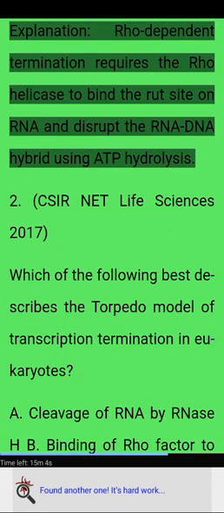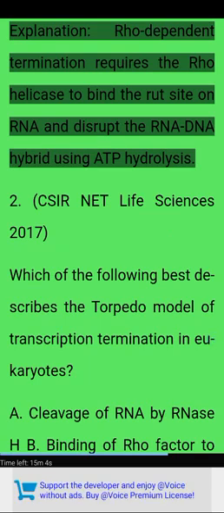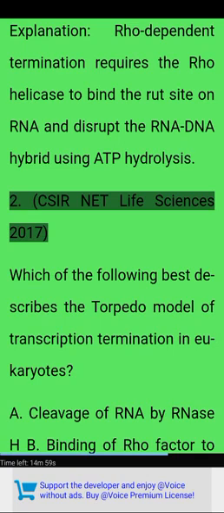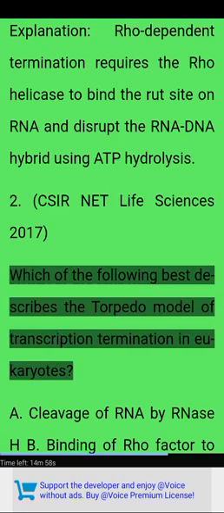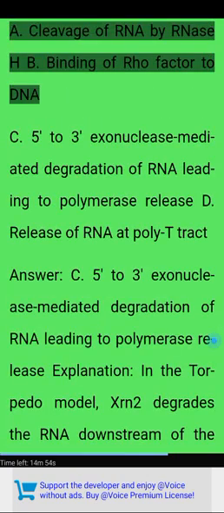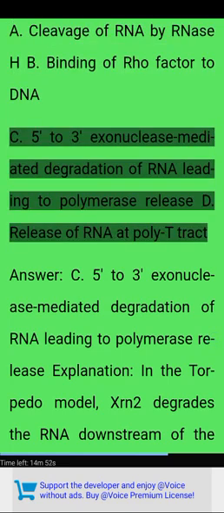Explanation: Rho-dependent termination requires the Rho helicase to bind the rut site on RNA and disrupt the RNA-DNA hybrid using ATP hydrolysis. 2. CSIR NET Life Sciences 2017. Which of the following best describes the torpedo model of transcription termination in eukaryotes? A. Cleavage of RNA by RNase H. B. Binding of Rho factor to DNA. C. 5' to 3' exonuclease-mediated degradation of RNA leading to polymerase release. D. Release of RNA at poly T tract.